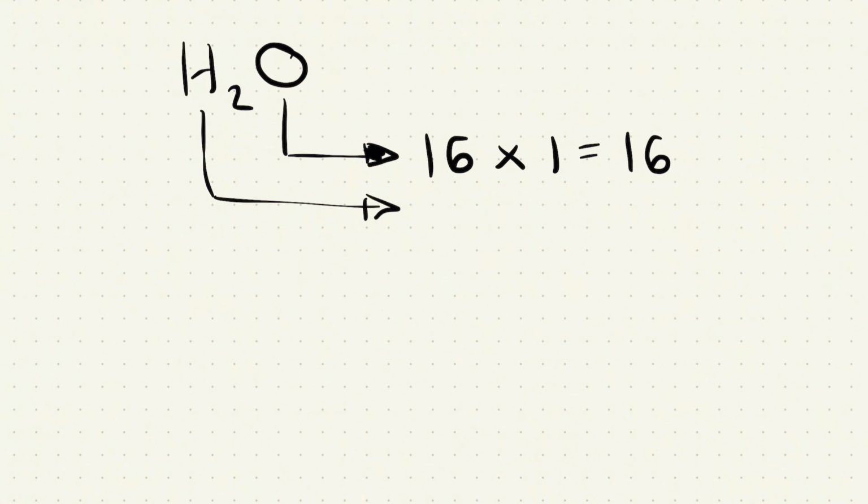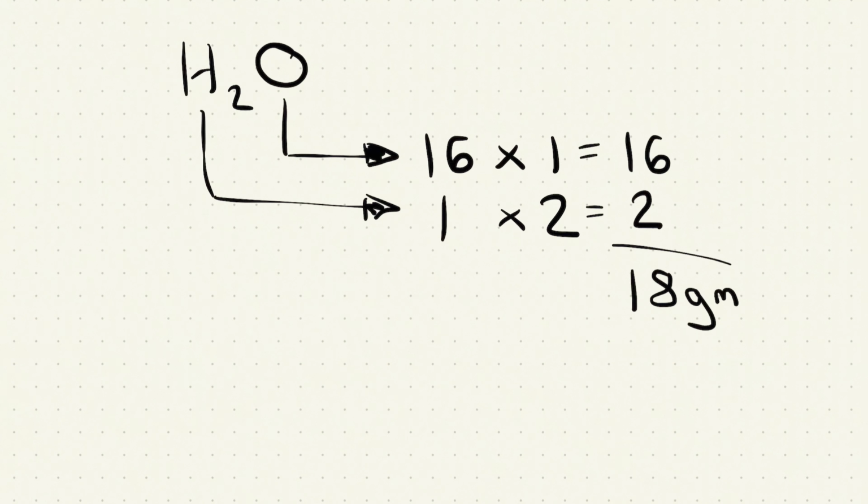Hydrogen, on the other hand, as we saw earlier, has a mass of 1. And in the formula for water, there are 2 of them, so we multiply that by 2, giving us a total of 2. Now we add these 2 numbers together to give a total mass of water, which is 18 grams per mole. So for every mole of water, you have 18 grams.